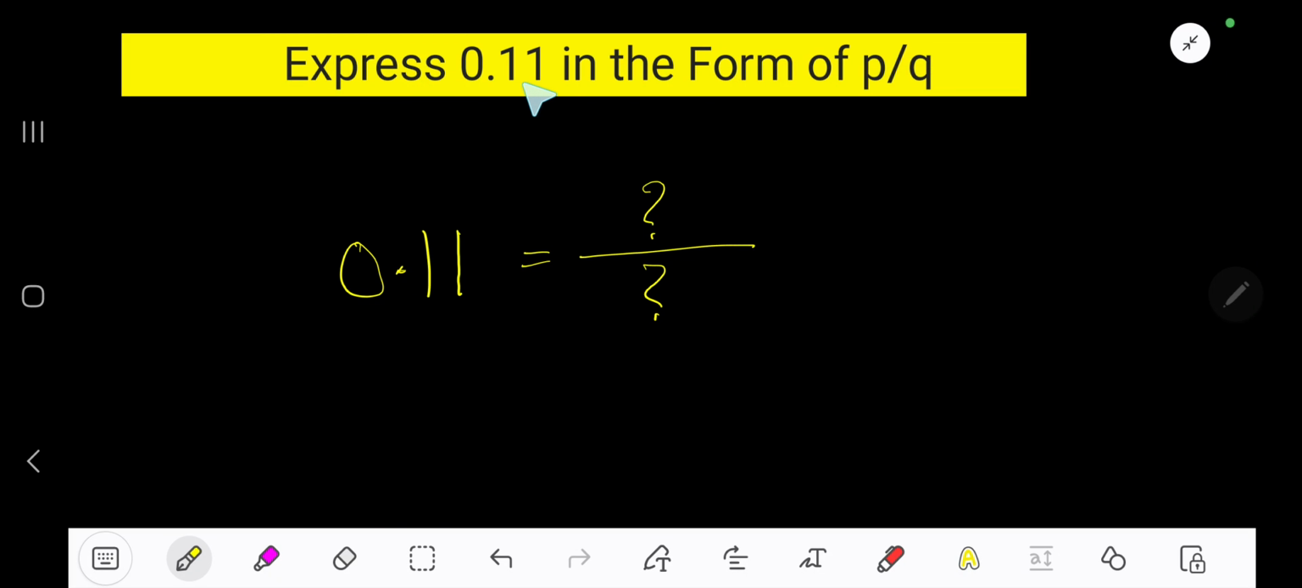Express 0.11 in the form of p by q. So we need numerator and denominator. For numerator, just skip the decimal, write the number you are getting. So after skipping, we are getting the number 11.